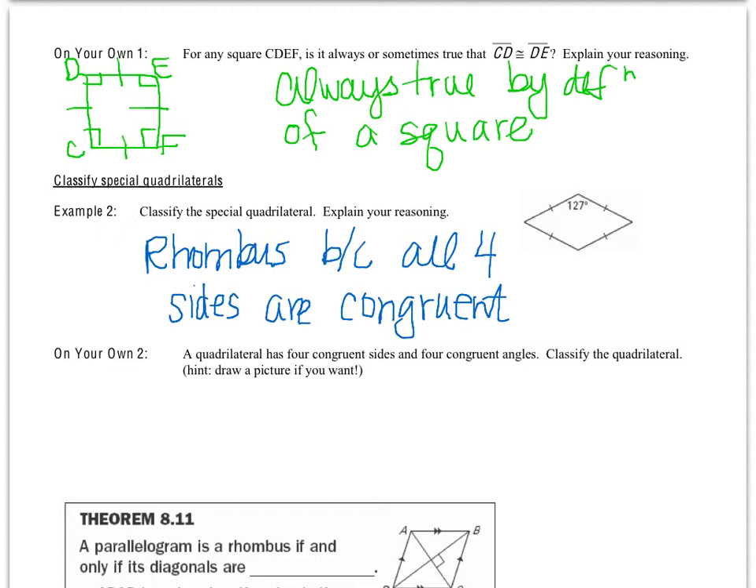On your own too here. It says a quadrilateral has 4 congruent sides and 4 congruent angles. So let's put this up here. 4 congruent sides, 4 congruent angles. So these are all 4 the same. Classify the quadrilateral. Well, let's think here. If it's a quadrilateral, the angles all have to add up to 360. And if we divide that by 4, that's 90 degrees. So if all my angles are the same, they must all be 90 degrees, making them all right angles.